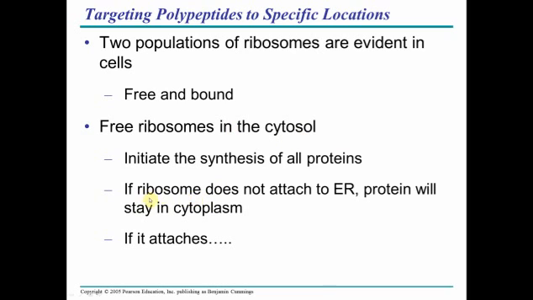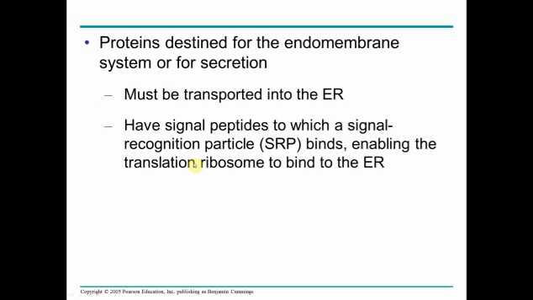Now, once initiation has begun, if the ribosome does not attach to the endoplasmic reticulum, then the protein will stay in the cytoplasm, meaning the protein that gets made by this ribosome is for this cell. If it does attach, well, then it's entering into the endomembrane system, and eventually it's destined for secretion. It's going to find its way outside the cell or into the membrane of the ER or Golgi.